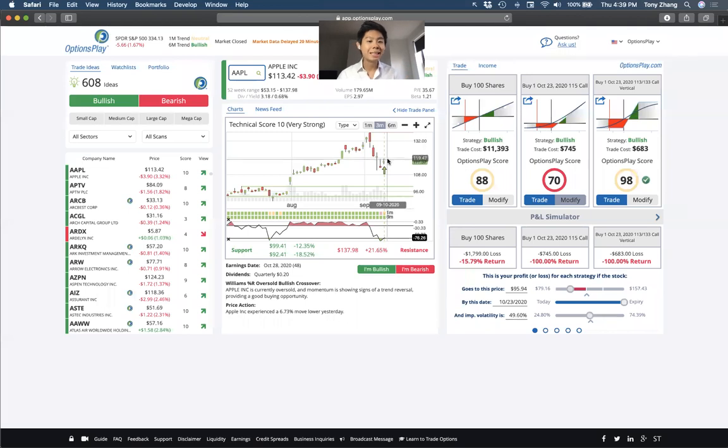So what if I'm dead wrong on Apple and Apple gets back into that $100 range? Let's take a look. If I bought 100 shares of the stock, I would be down roughly $1,300 on this particular trade. Am I comfortable taking on $1,300 risk? That's a question for yourself depending on the size of your portfolio. If you bought a call option, you're looking at about a $745 loss on this particular trade. If you bought a call spread, you're looking at a $683 loss on this particular trade.